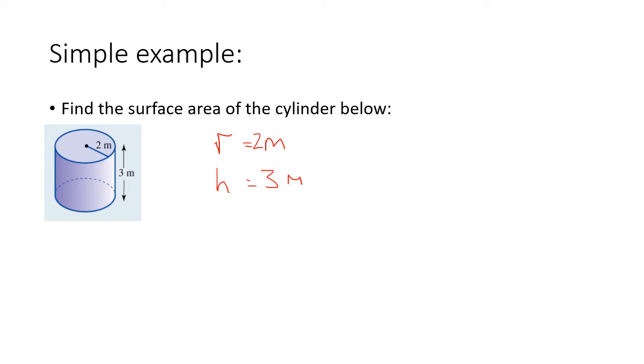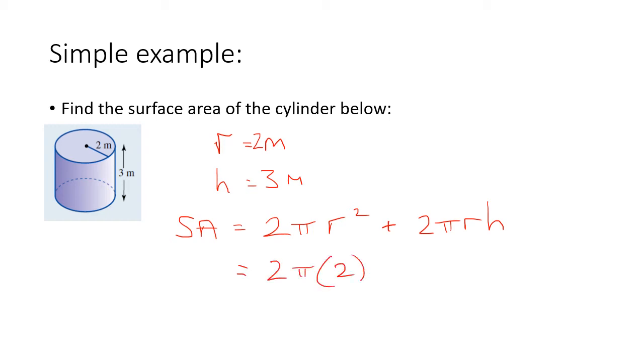So if we just go with our formula, our surface area is just going to be 2 pi r squared plus 2 pi r h. That's the formula for a standard cylinder that we've just seen before. All we've got to be careful to do here is substitute correctly. So 2 pi 2 squared plus 2 pi 2 times 3. Do this on your calculator using the pi button so you get the most accurate answer. And we end up with 62.8 meters squared for that one.